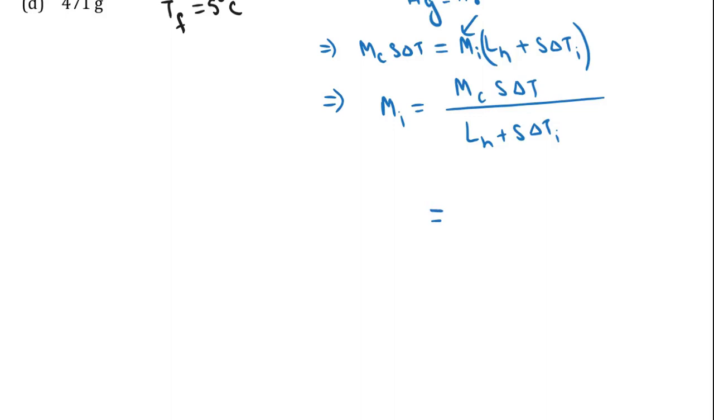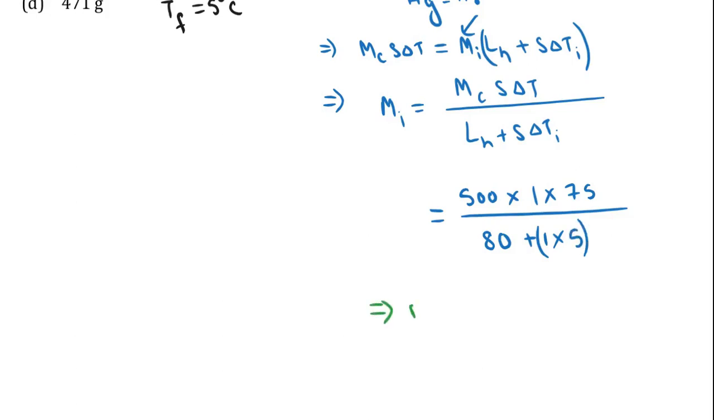Now the mass of coffee was 500 grams times the specific heat is 1, change in temperature is 80 minus 5, that is 75, divided by the latent heat is 80 calories per gram, plus S is again 1 and del Ti is 5 for the ice. So this gives us that the mass of ice is equal to 441 gram, and that is our answer.